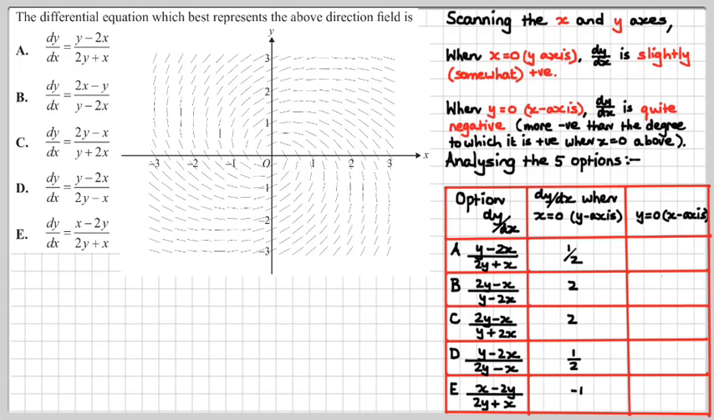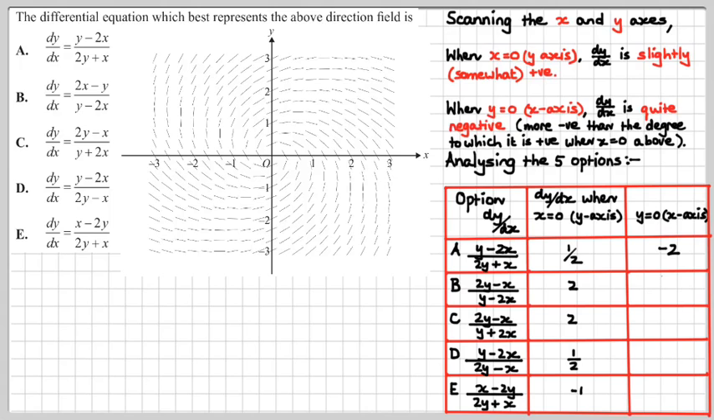Now we'll do when y is naught, which is the x-axis. So, okay, let's have a look at this. When y is naught, that term goes, and you would get from option A minus 2x over x, which would be minus 2, wouldn't it?